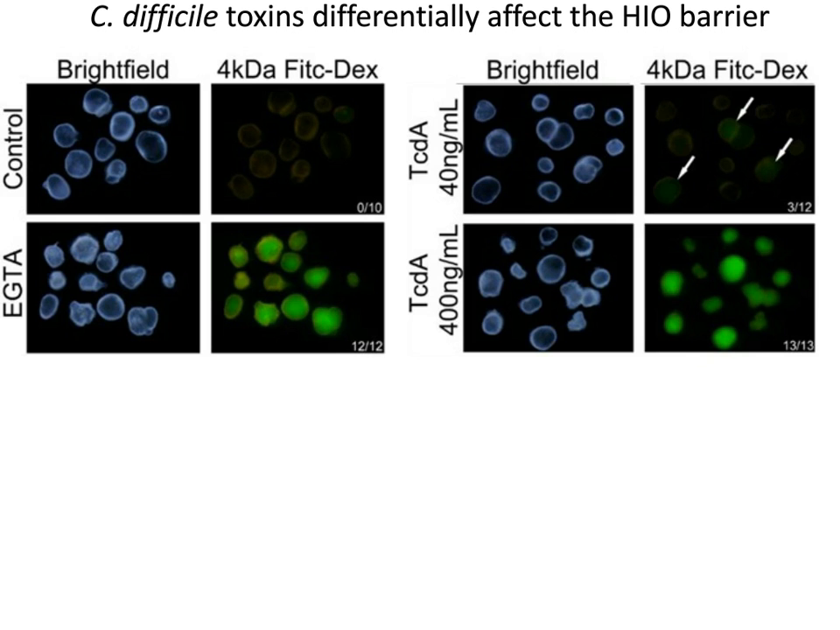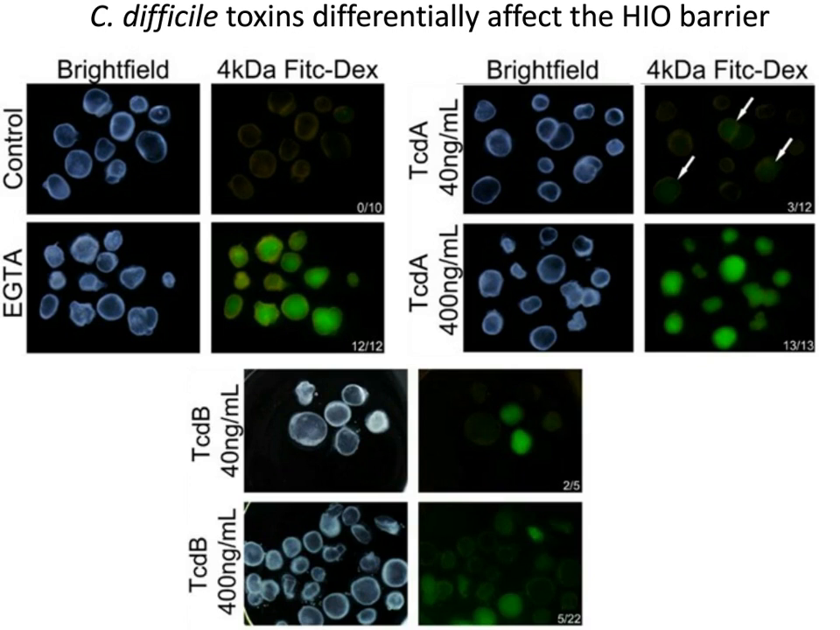When we looked at toxin B, again using 2 different concentrations of toxin, we can see that some of the organoids have a disrupted epithelial barrier, but it's a small number, a small percentage, compared to toxin A treated.